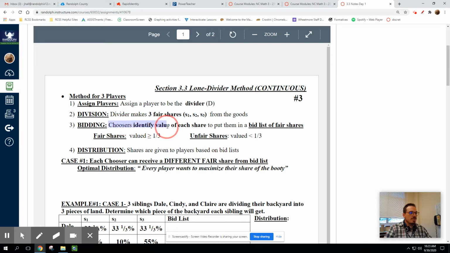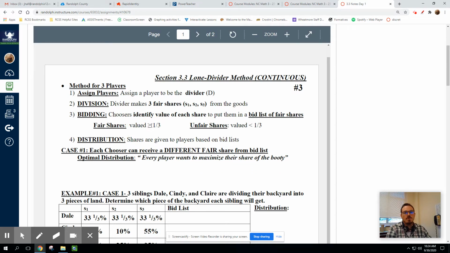Bidding. Choosers identify the value of each share to put them in a bid list of fair shares. Fair shares are valued at greater than or equal to 1/3. You might be wondering, why is it greater than or equal to 1/3? The reason is that in this instance we're looking at three players, so 1/3 is our answer. Unfair shares are valued at less than 1/3. Anything less than 1/3 is an unfair share.